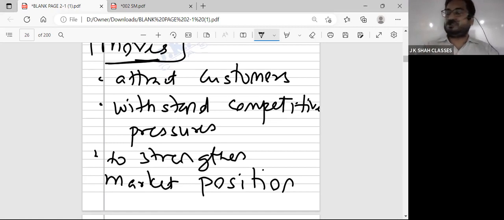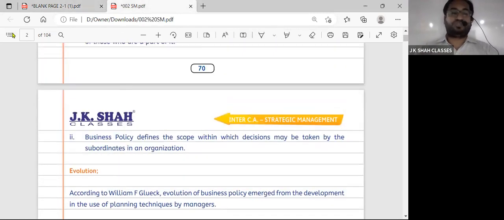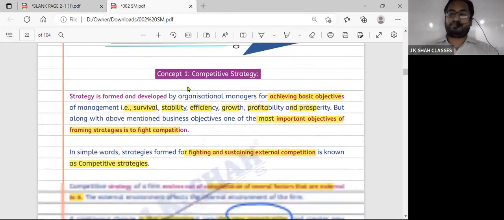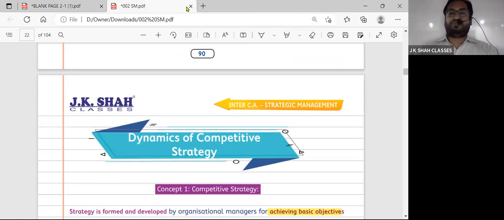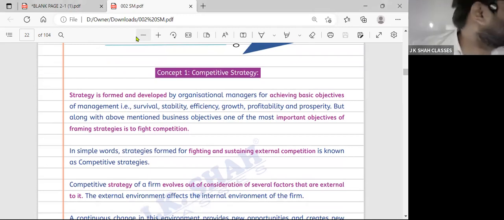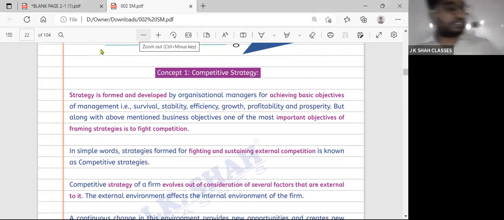Well, understood this. This is your competitive strategy. This was so simple. Any doubts? Let's read this. Then, if you have doubts, you ask. First page of our book. Just a minute. Let's read this, guys. Competitive strategy. This is the first concept. I hope both the screens are working. Okay, great. Let's start.